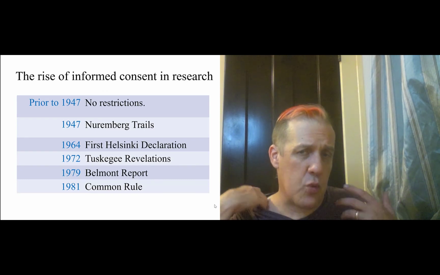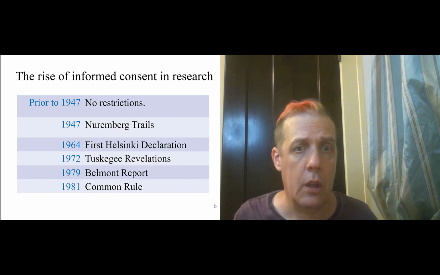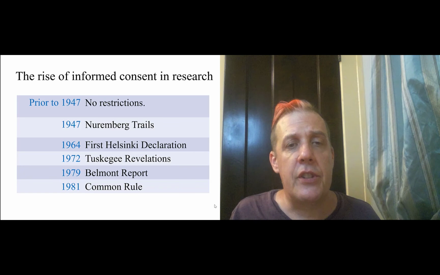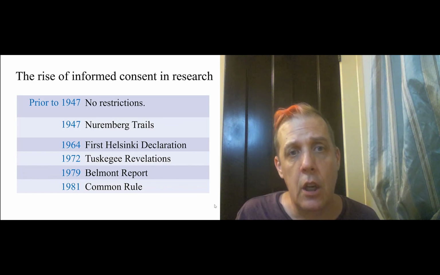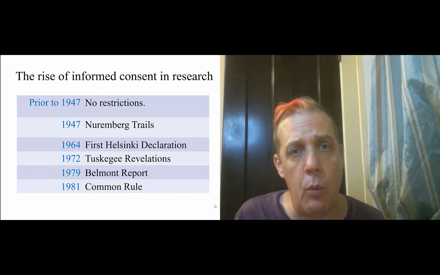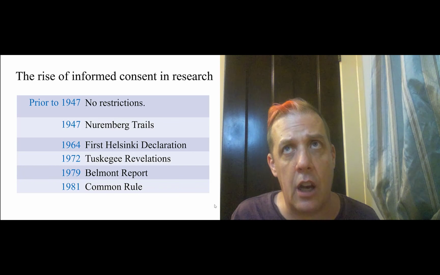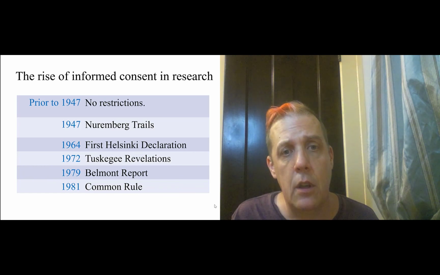I want to talk about the rise of informed consent in medical research, because what we see is in the second half of the 20th century, it goes from not being a thing at all to being the most important thing. So prior to 1947, there were almost no restrictions on the way doctors could conduct research on human beings. And there was a huge change in 1947 with the Nuremberg trials.